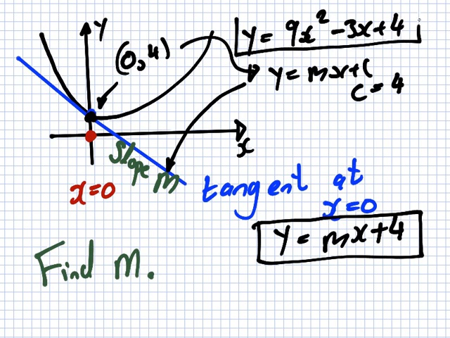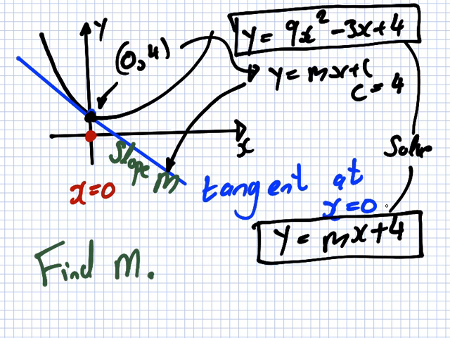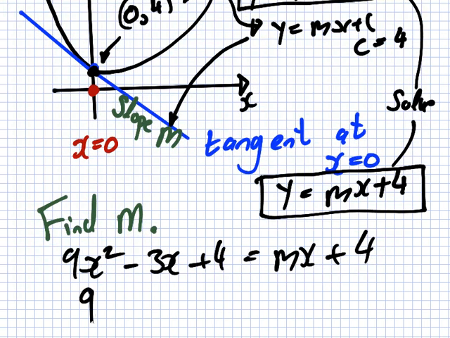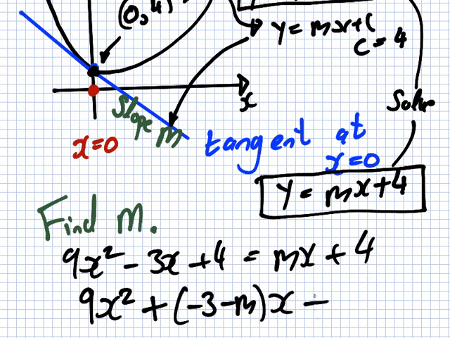Make them equal. Yeah, we should solve these. And how many answers should there be? 1, because it's a tangent. So we have 9x squared minus 3x plus 4 equals mx plus 4. So we get 9x squared minus 3 minus mx plus 0 equals 0.